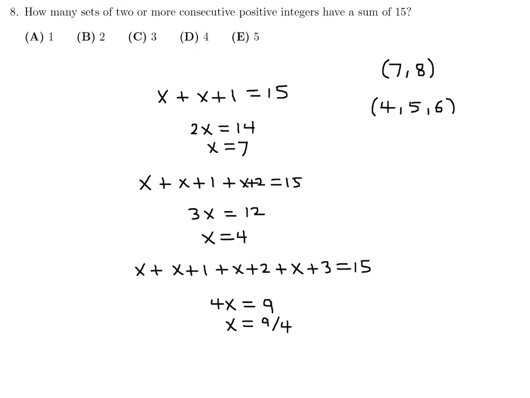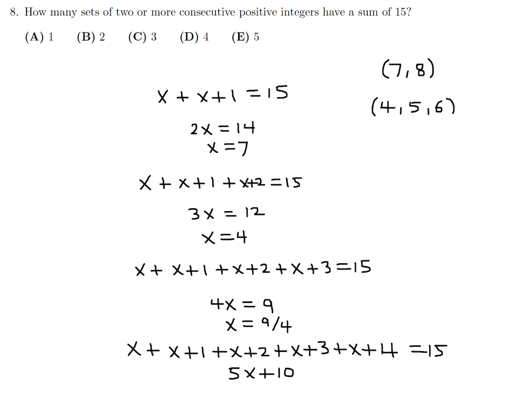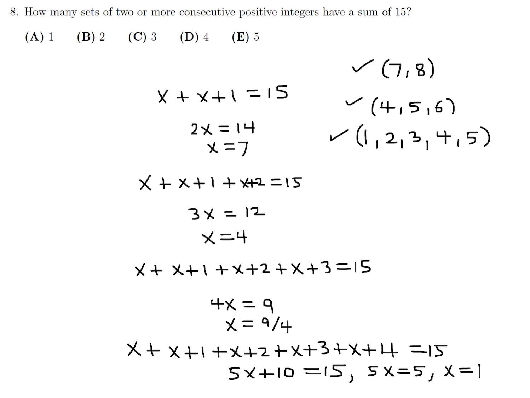Okay, no problem. Let's try, what's 5 now, right? 5 consecutive integers. And if you do that, x plus x plus 1 up to x plus 4 is equal to 15. If you do that, that will be 5x plus 10 is equal to 15. And that gives me 5x is equal to 5, and therefore x is equal to 1. So that set is 1, 2, 3, 4, 5. And if you go more consecutive integers, you will start getting negative values most likely. So that won't fulfill the criteria of the question. So how many sets did I find? 1, 2, 3 sets. So number 8, the answer is C.